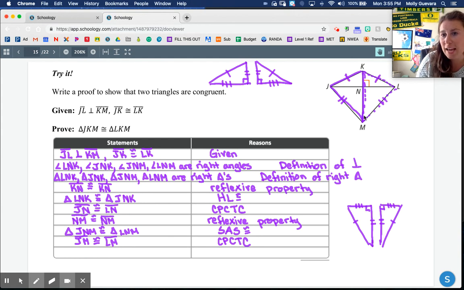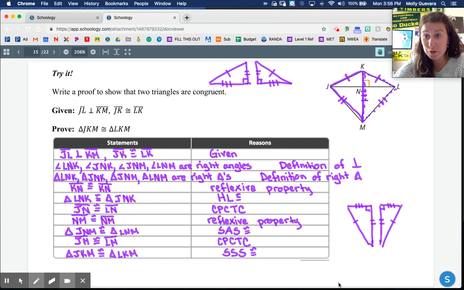And I know that KM and KM is the same line because of reflexive, and we've already talked about that. So what I actually can do now is say that these two triangles are congruent by side, side, side. I can say that triangle JKM is congruent to triangle LKM by side, side, side congruency.